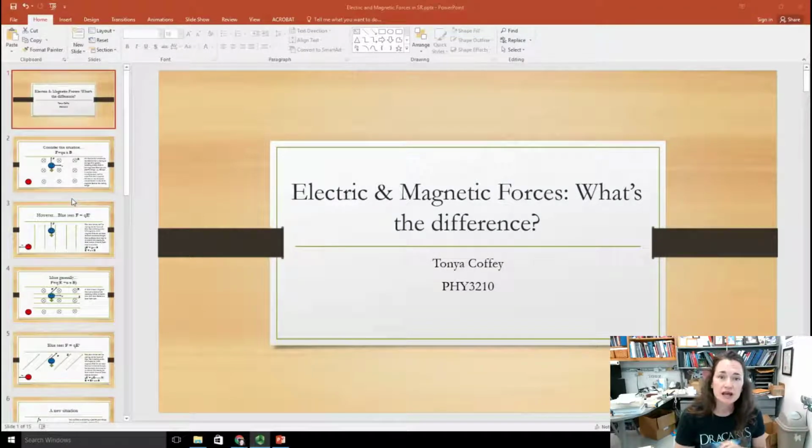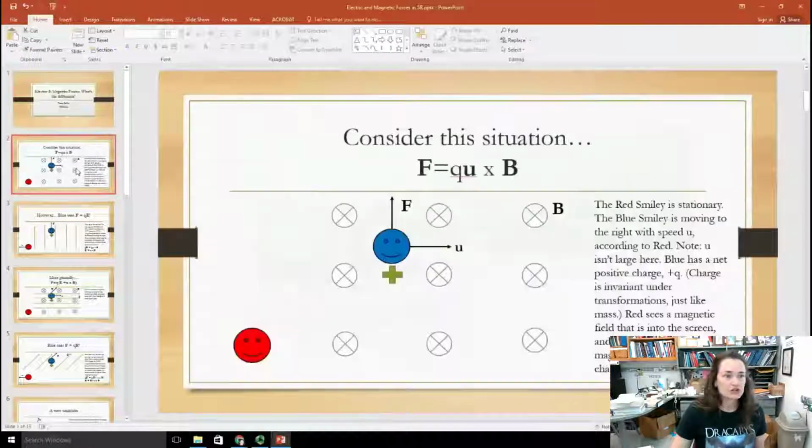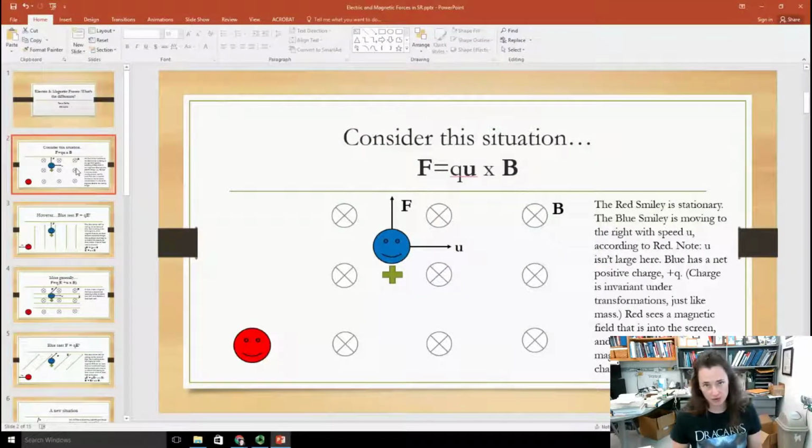Okay, so today we're going to explore and take you through a series of thought experiments that will hopefully make you understand a little bit better why electric and magnetic fields are really sort of the same thing. So to do that, I'm going to take you through a series of thought experiments. So here's the first one, all right?